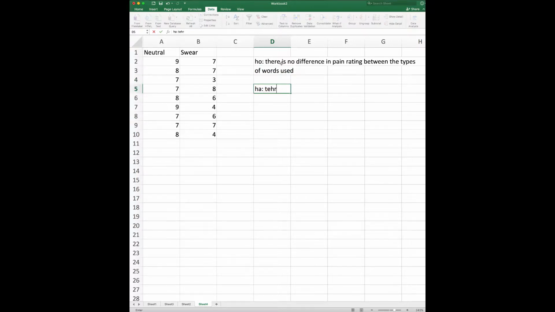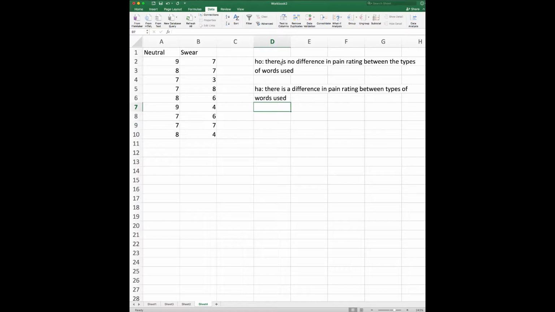There is a difference in pain rating. Now, I'm not saying whether I think that one is greater than or less than the other. I'm just saying there is or is not a difference.